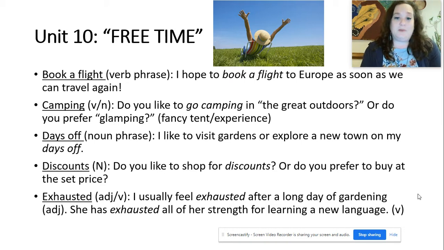The next word on this page, exhausted. So this word can be a verb or an adjective. So I gave two examples here. Take your guess. I usually feel exhausted after a long day of gardening. Okay, exhausted is describing me. I feel exhausted. Let's look at the next example.